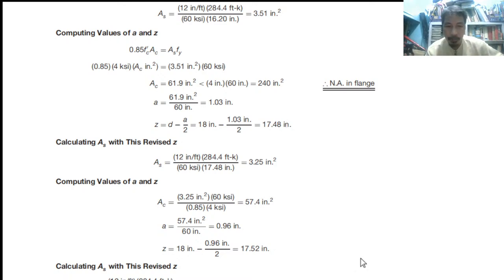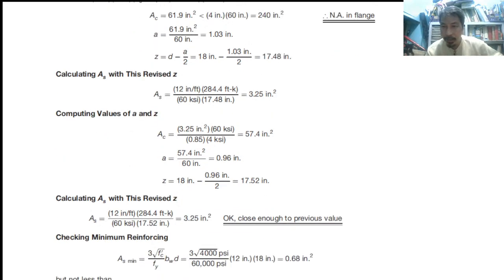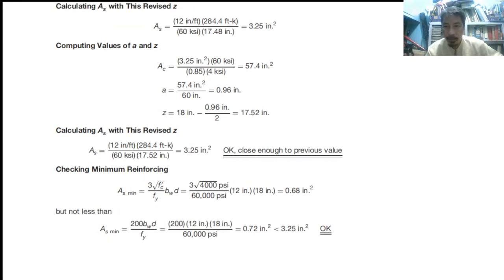Therefore, that is acceptable. If I am the engineer, I will accept this. 17.48 is equal to 17.52. So that's why it is engineering. In mathematics, they are not equal. 17.48 is not equal to 17.52 if you are a mathematician, but if you are an engineer, this is okay. They are equal. Do you understand now? Do you follow what I'm trying to say?